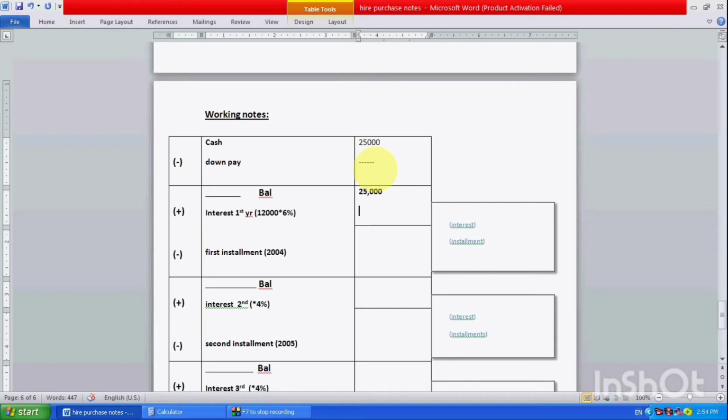Now we have to calculate the interest. Is interest included in the installment? No, it's not included in the installment. So directly, 25,000 into 5% into 1 divided by 4. This is how we can calculate interest.